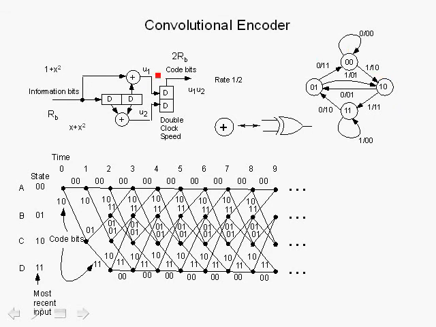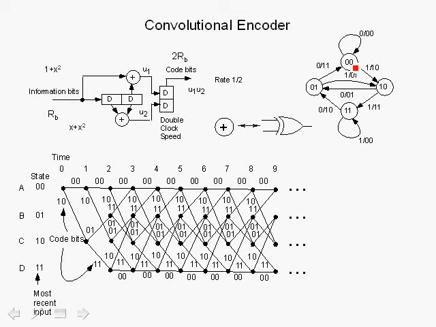One other way of illustrating the operation of a convolutional encoder is to draw a state diagram. Here we have a 2-bit shift register, so we have a total of 2 to the power 2, or 4 states. For example, if you have a 3-bit shift register, we would have 2 to the 3 or 8 possible states.